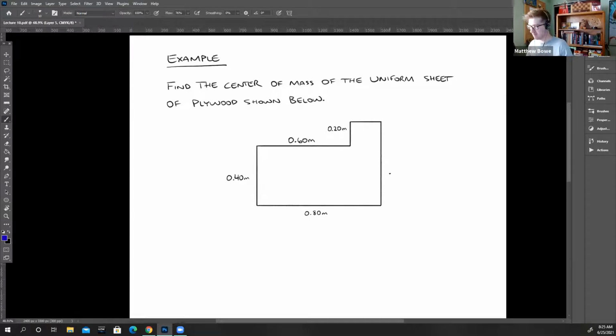So first off, we need to find a place to call the origin. I'm going to call the origin right here at the bottom left. So you see I'm making sort of a Cartesian grid. Y, like this. So that is the origin of choice.